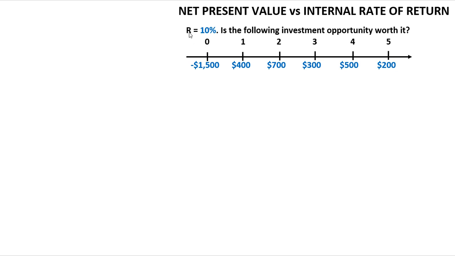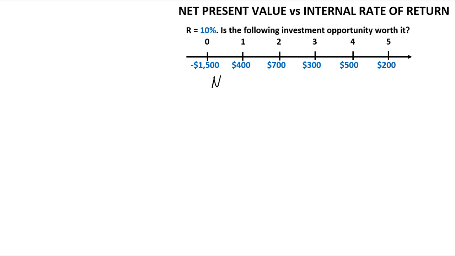The typical return on investments like this one, in this problem, is 10% per year. Is the following investment opportunity worth it? You invest $1,500 today, and you will receive $400 in 1 year, another $700 in 2 years, another $300 in 3 years, $500 in 4 years, and $200 in 5 years. Right? Okay, let's figure out if it's worth it. Would you pay $1,500 to get those 5 future dollar amounts back or not?